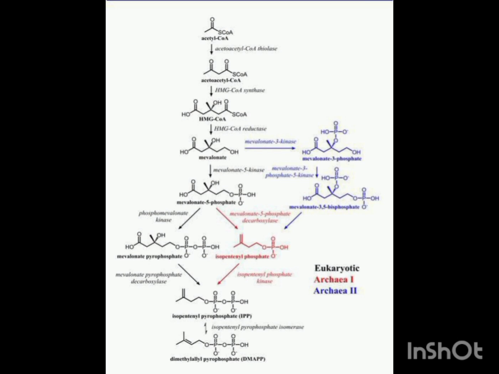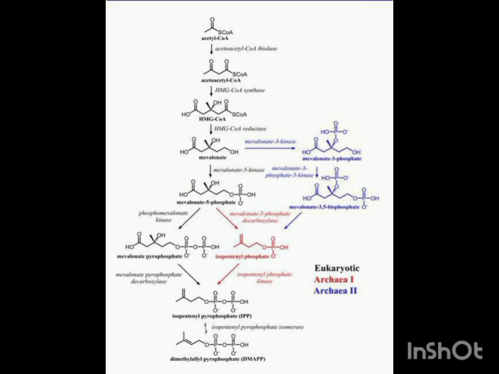This mevalonate 3,5-bisphosphate is converted into isopentenyl phosphate with the help of mevalonate 5-phosphate decarboxylase. Now let us again look at mevalonate. The mevalonate further forms mevalonate 5-phosphate with the help of mevalonate 5-kinase.